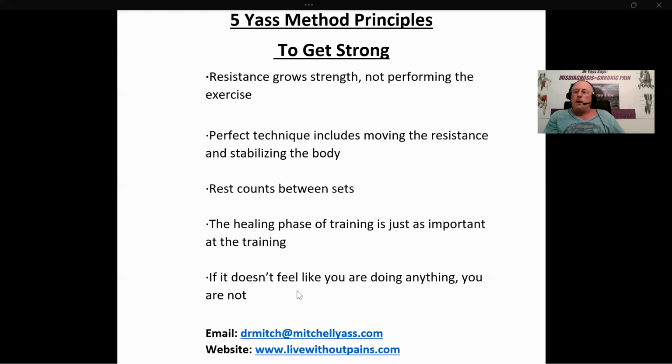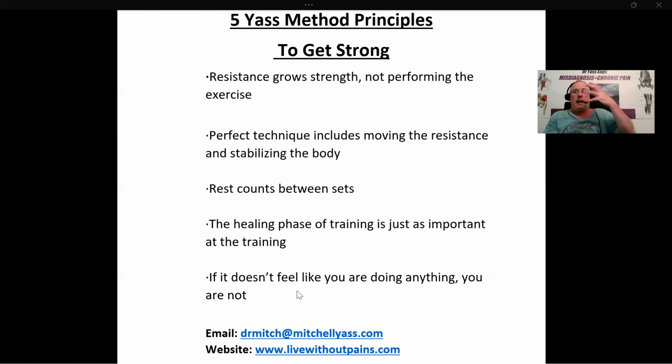So you can't think, especially if you're in pain and you're using strengthening to resolve your pain, you're going to make this happen if you don't feel like you're doing something. If you don't feel like you're putting effort in, I honestly have to say, you really probably can't assume that you're going to be able to resolve that pain or that level of dysfunction.